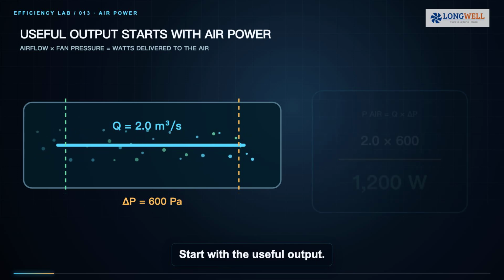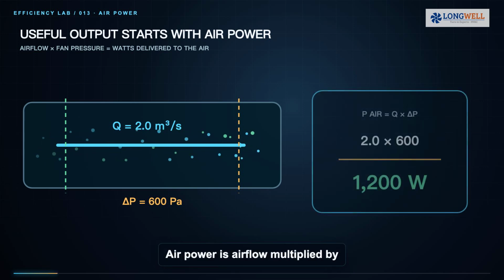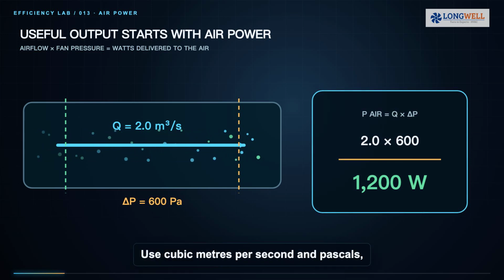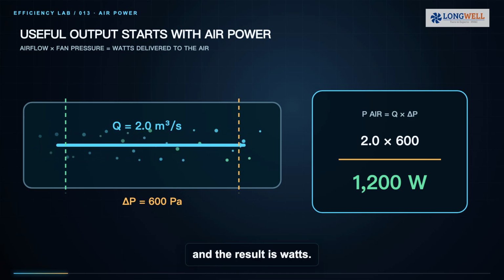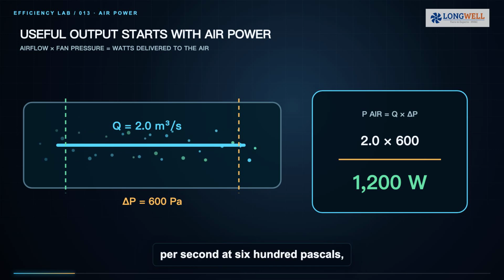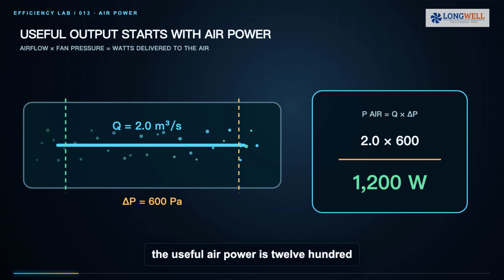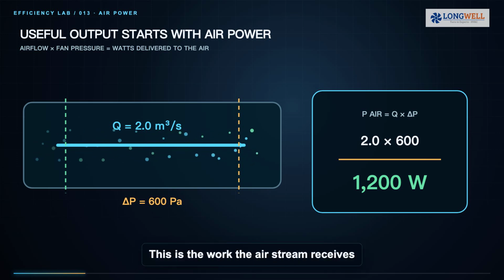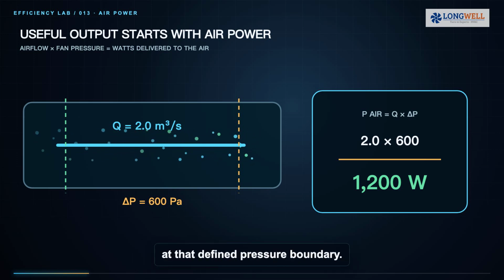Start with the useful output. Air power is airflow multiplied by fan pressure. Use cubic meters per second and pascals, and the result is watts. If a fan must deliver 2 cubic meters per second at 600 pascals, the useful air power is 1200 watts. This is the work the airstream receives at that defined pressure boundary.